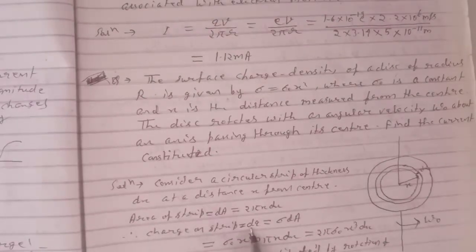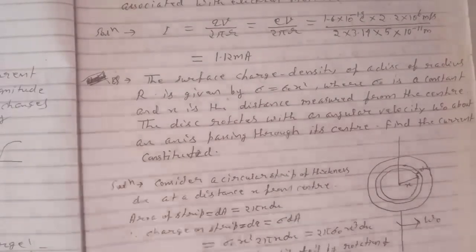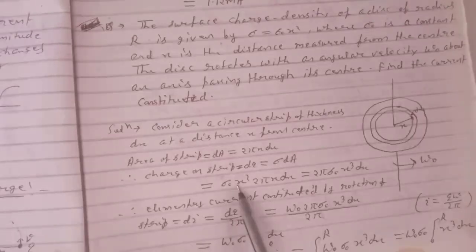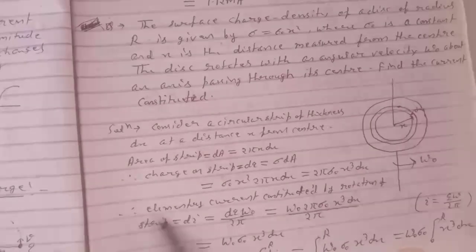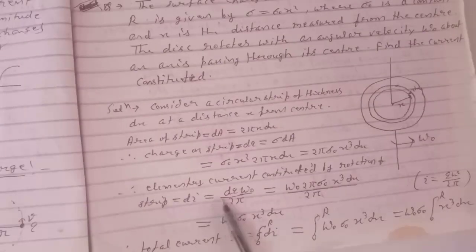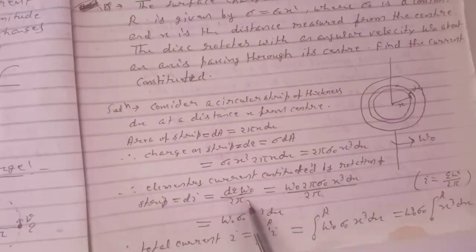Hence, the charge on the strip dq equals sigma dA, because the surface charge density is given. The value of sigma is given here, sigma naught x squared. So putting this value, dq equals sigma naught x squared times 2 pi x dx, which is 2 pi sigma naught x cubed dx. Hence the elementary current constituted by rotation of the strip, di, equals dq omega naught by 2 pi.